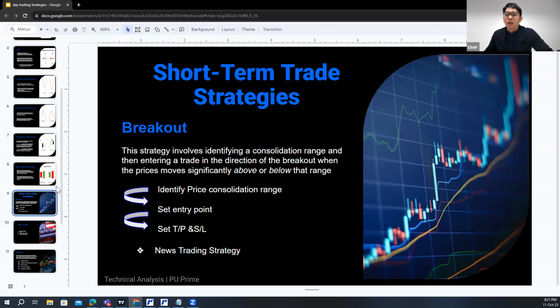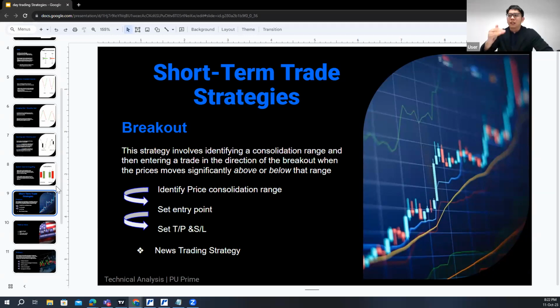The first one that we want to learn is the breakout. This strategy requires you to identify a consolidation range, and after that, you can enter a trade in the direction of the breakout, whether it breaks upward or downward. It can be both. So how does it apply? You first need to identify a range, like a sideways range.